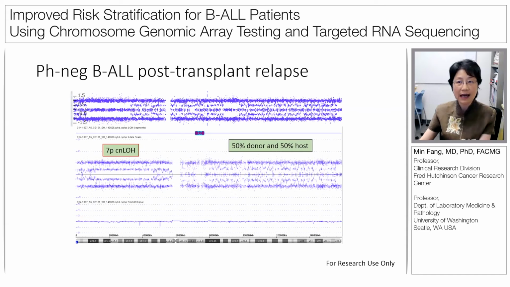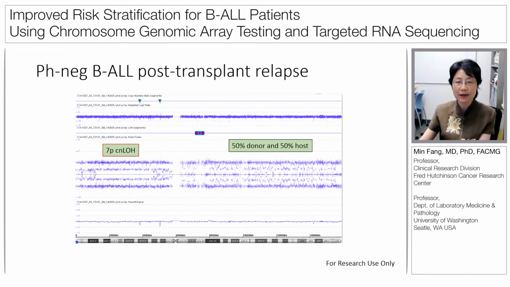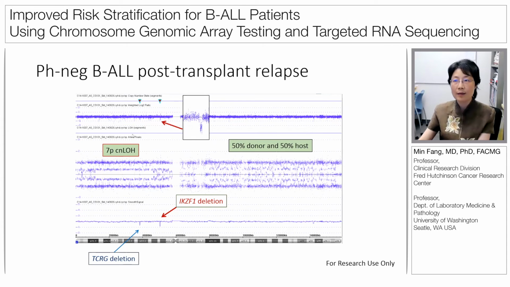For example, in this case of chromosome 7, you see the loss of the heterozygous track of the short arm of chromosome 7, suggesting copy neutral loss of heterozygosity of 7p. The small focal deletions of IKZF1 can also be detected, along with the frequently co-occurring T-cell receptor gamma deletion. Those deletions of the IKZF1 region are usually very clear and clean.